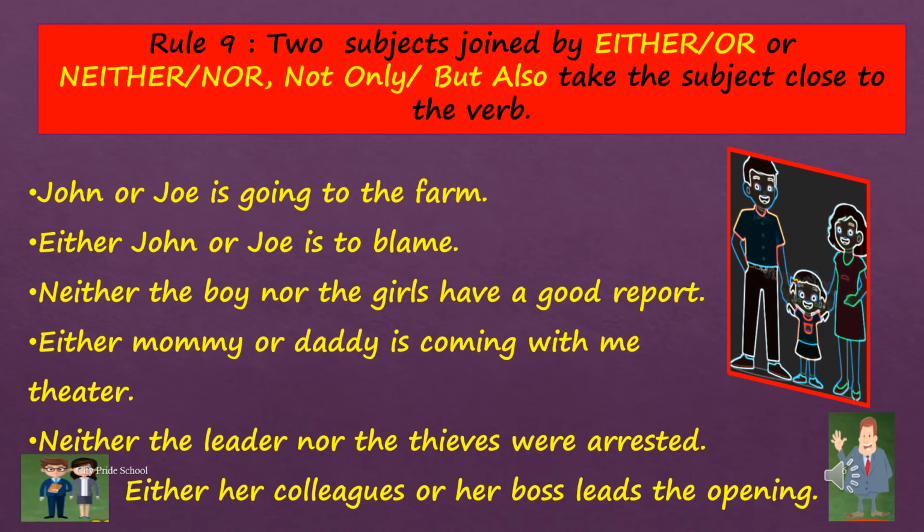Either mommy or daddy is coming with me to the theater. So again, "is" is agreeing with daddy. Neither the leader nor the thieves were arrested. So "were" is agreeing with the subject thieves. Either her colleagues or her boss leads the opening. So here "leads" is agreeing with the singular subject, that is boss.